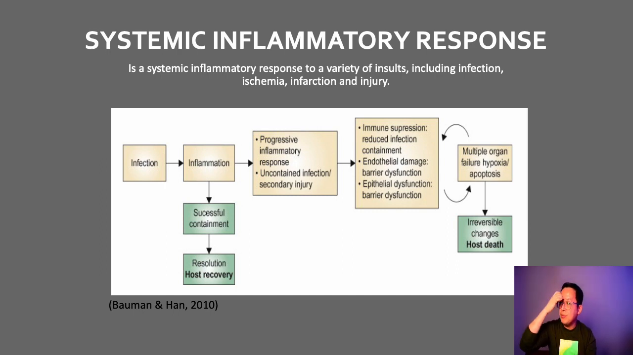And then there's immune suppression, reduced infection containment, endothelial damage, barrier dysfunction, like the blood-brain barrier, epithelial dysfunction, and barrier dysfunction. So there will be multiple organ failure, hypoxia, apoptosis, and then irreversible changes like the death of the host. So SIRS is the cause of multiple organ dysfunction. We will discuss that later.